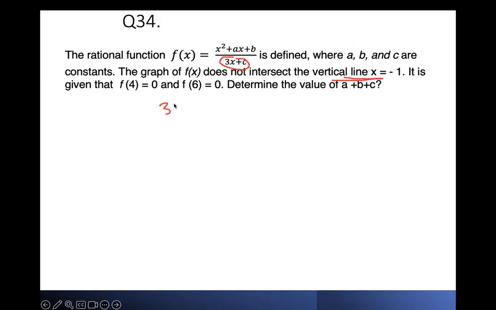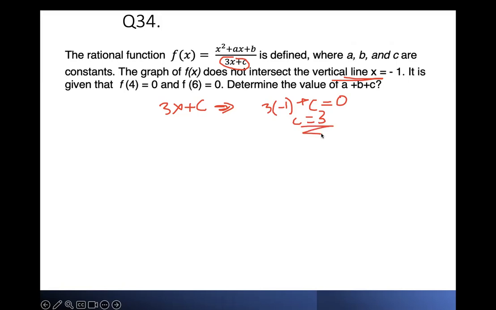Therefore, the first thing you can say is x plus what? C. This can be written as, for it to be 0, 3 minus 1 times negative 1 plus c is equal to 0. And therefore, what is your c? 3. So you get c already.